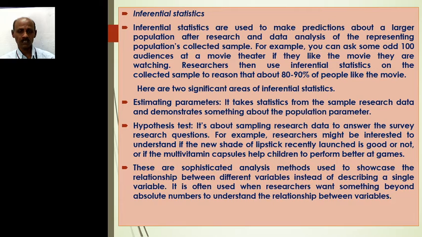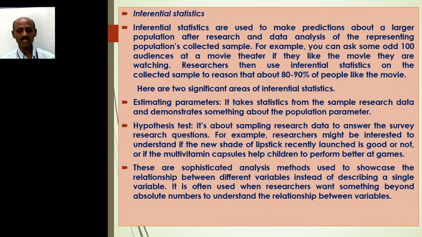Here are two significant areas of inferential statistics. Number one is estimating parameters. It takes statistics from the sample research data and demonstrates something about the population parameter. The second one is hypothesis testing. It is about sampling research data to answer the survey research questions. For example, researchers might be interested to understand if the new shade of lipstick recently launched is good or not, or if the multivitamin capsules help children to perform better at games or not.